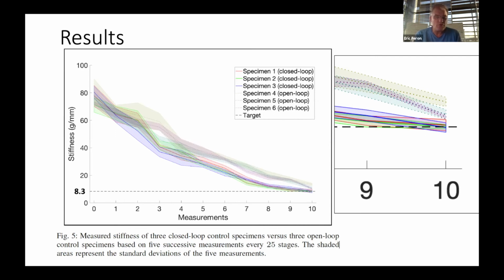So we chose to print a number of specimens, 3 of them open loop and 3 of them closed loop. To print the 3 open loop specimens, we simply run the optimization problem that I mentioned a couple of slides ago only once. We looked at the stiffness, at the width that needed to be printed from bottom to top of the cantilevered beam, and we printed them.